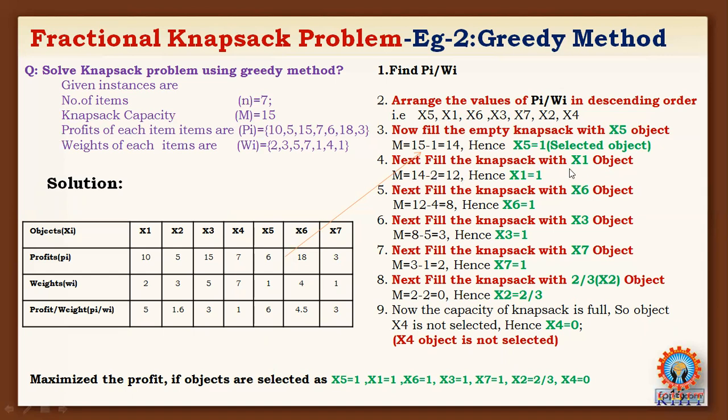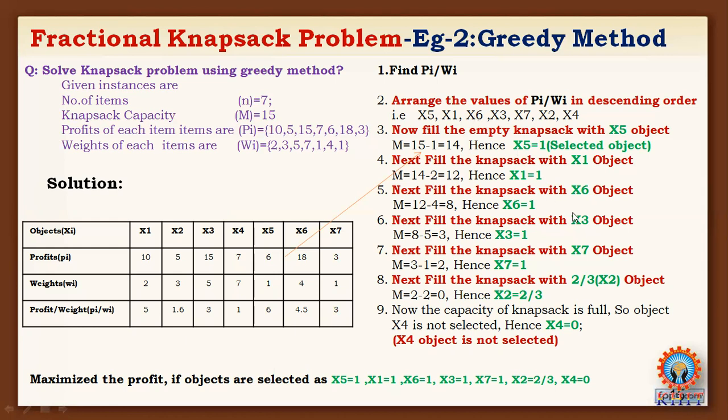If I fill x1, the available knapsack capacity is 14 and we need to subtract the weight of x1, which is 2. Once we subtract it, we get 12. Now the knapsack capacity is updated to 12. Hence we can place the x1 object successfully into the knapsack. So up to now, we have placed two objects, namely the complete item of x5 and the complete item of x1. Next, we can try to place the x6 item.